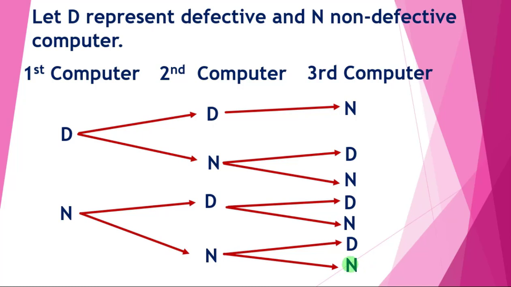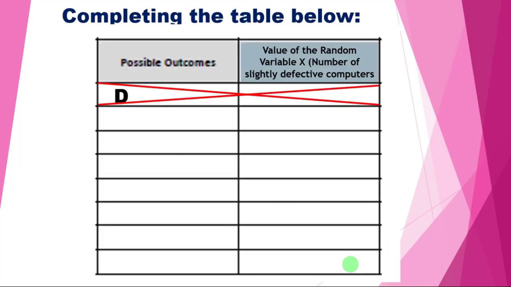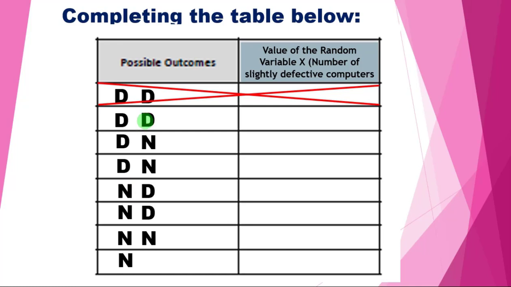Let's make a table for this. I made a table similar to the first one and I listed 4 D's and 4 N's. And I follow the pattern: 2 D's, 2 N's, 2 D's, 2 N's, and a D, an N, a D, an N, and so on. But take note here that I crossed out this one because this is not possible. Okay? Although it's 3 non-defective, 3 slightly defective.